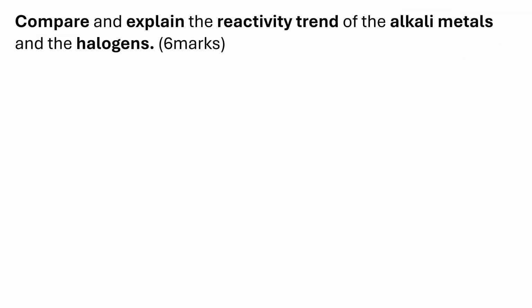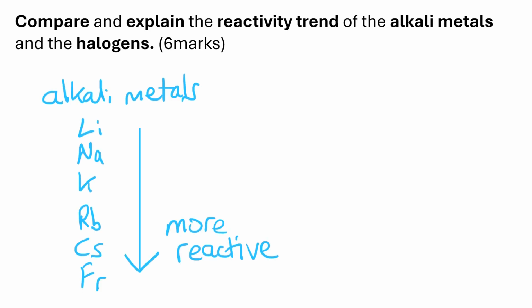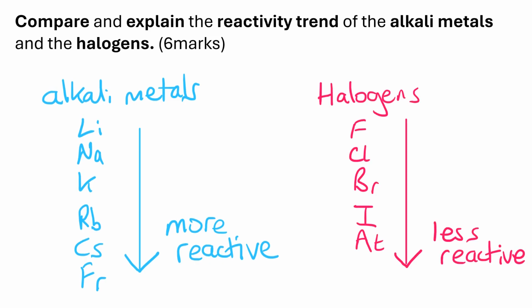If we first take the compare part of the question, you need to remember that as you go down group 1, the alkali metals become more reactive. And if you didn't know that, I'll put a link up here now to a previous video showing you practically how they get more reactive. If we compare that to group 7, it's the opposite trend. As we go down group 7, the halogens become less reactive.